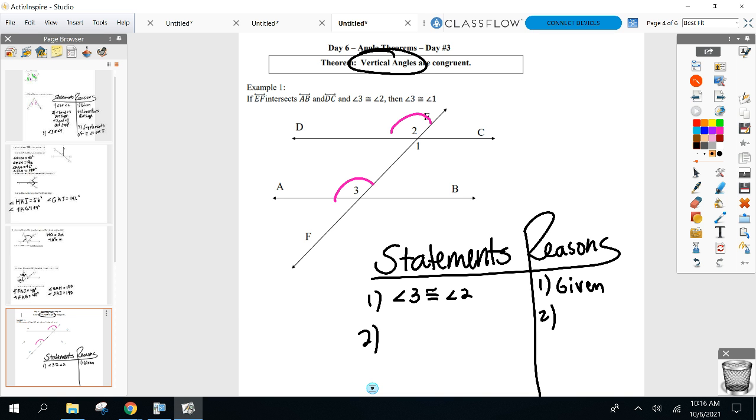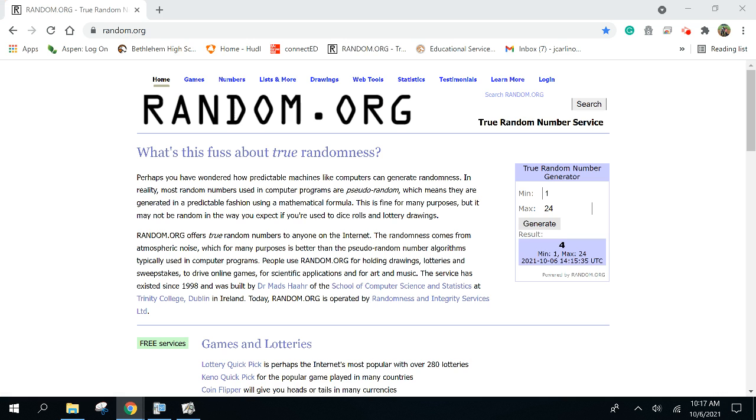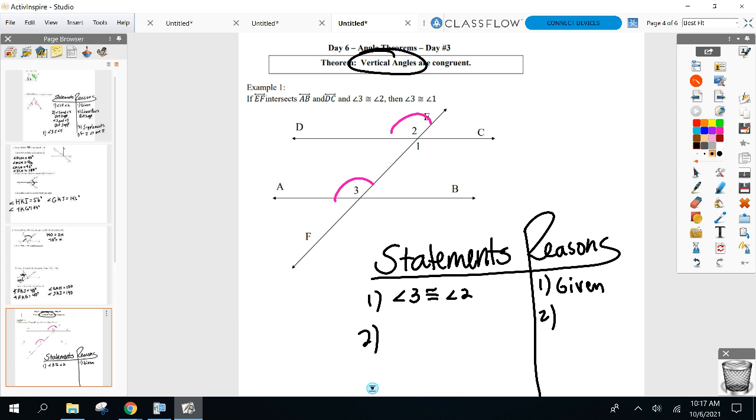Okay, here we go. First thing I just need to know from somebody, what am I asked to prove here? What's my goal? What should be my last statement here? Ellie, what should be my goal and what am I proving? Angle 3 is congruent to angle 1. Okay, I need to get 3 and 1 equal.